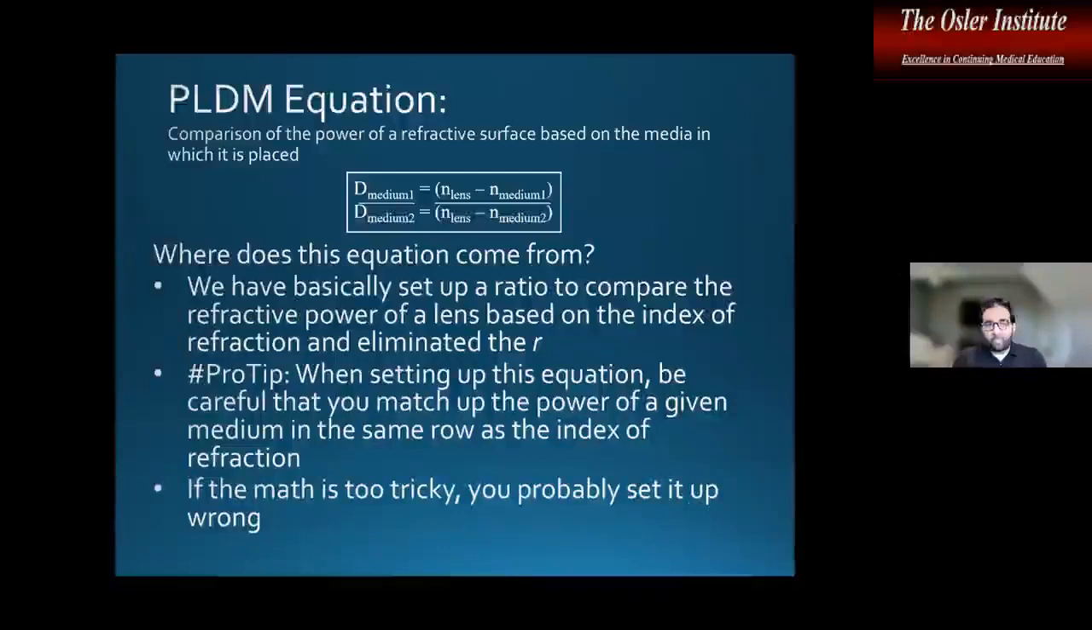Now, when setting up this type of equation, be careful that you match up the power of a given medium in the same row as that particular index of refraction. And again, if the math gets too tricky or difficult, we've probably set up the equation wrong.